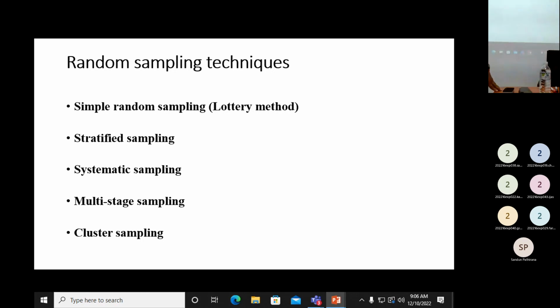But you can see these are the random sampling techniques. Simple random sampling or lottery method, stratified, systematic, cluster, multi-stage, different types of sampling techniques. These are called random sampling technique. Probability is included. One by one, we want to discuss. Right now, we take the first one, simple random sampling, or lottery method.